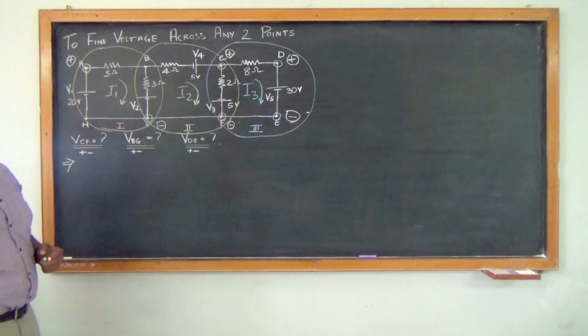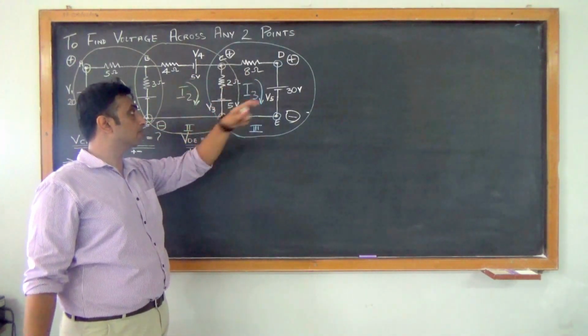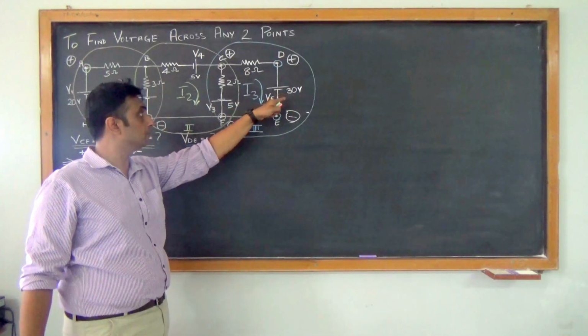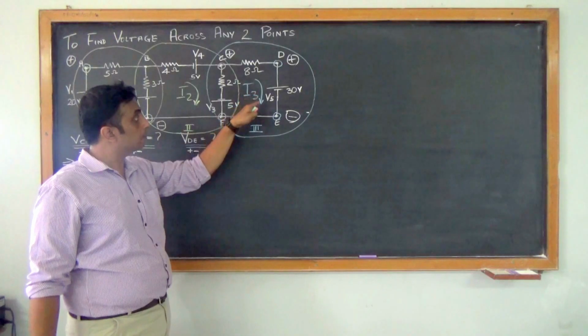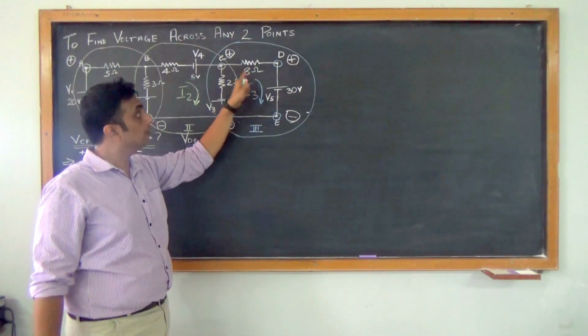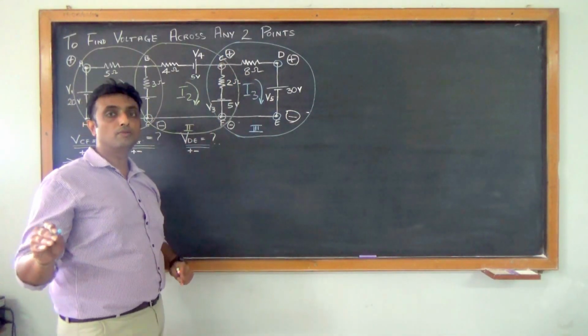How to use this method, as I told, no matter, even if you know that I3 is not flowing in clockwise because of the higher magnitude of V5, which is 30 volts, although you feel and you can easily come to know that it is going to be anti-clockwise, still we have to assume it in clockwise. Otherwise, the shortcut method won't work.